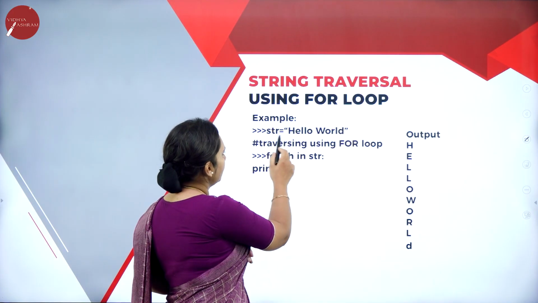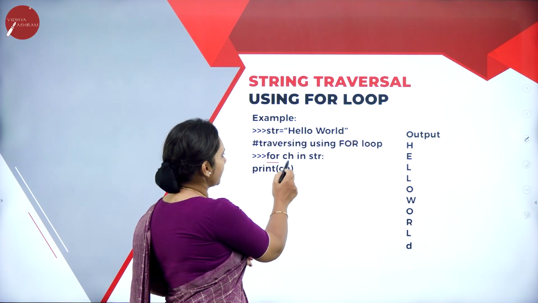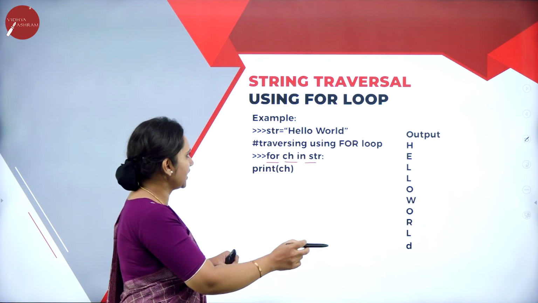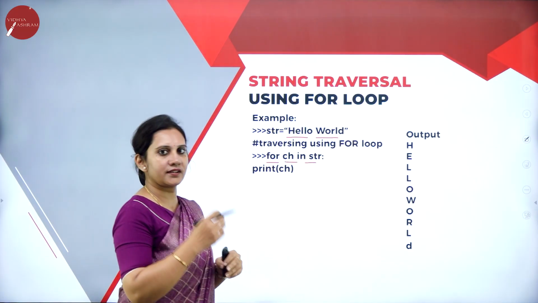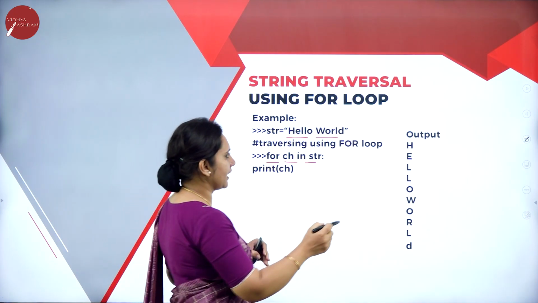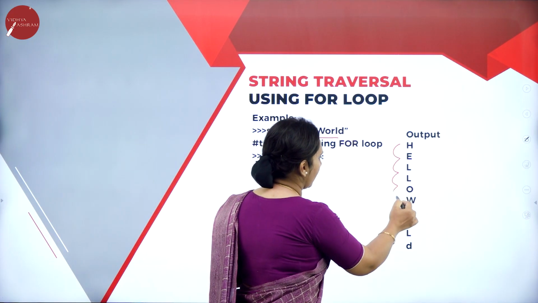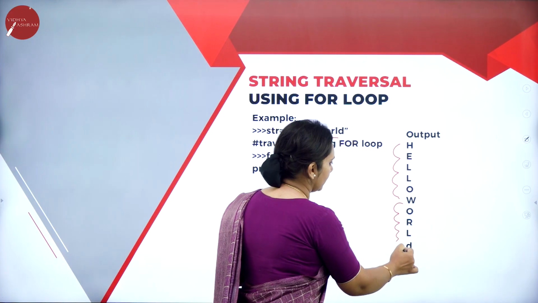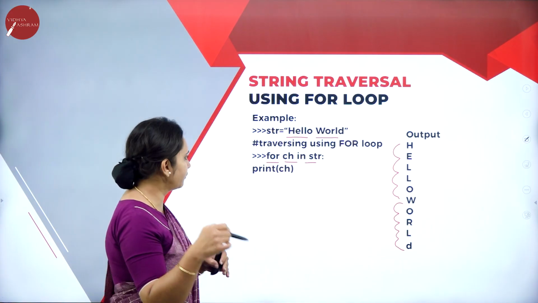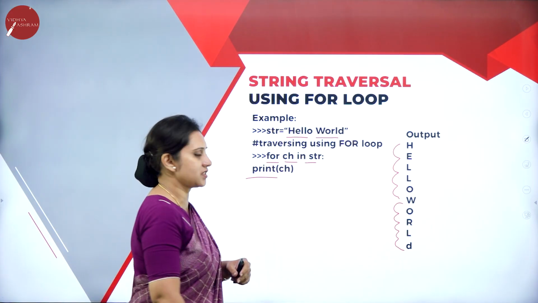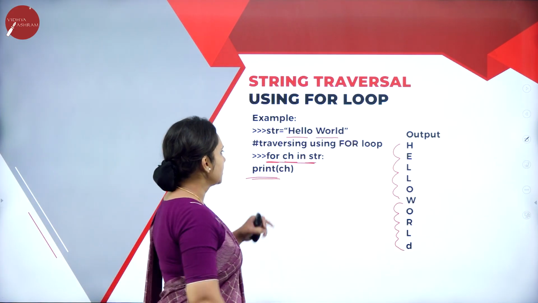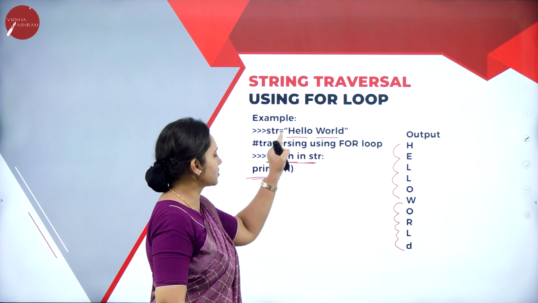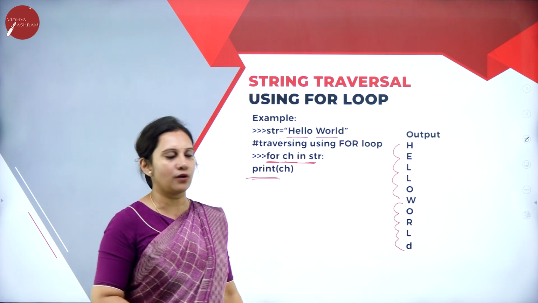For loop we are using here, that is for ch in str. So that is hello world I am using, traversing one after the other as I told you. HELLOWORLD, it displays one after the other, that is print ch, the same for loop statement it gives. So that is for character in the string, characters will be displayed one after the other.